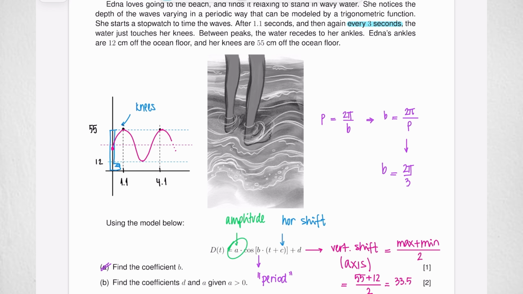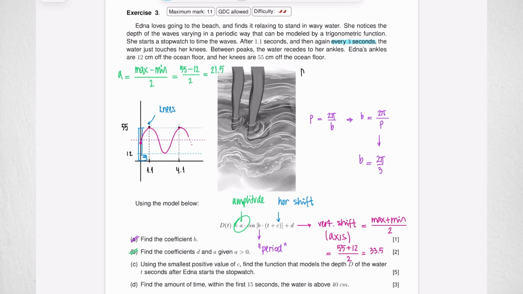And now the amplitude can be found by calculating max minus min over 2. And we know that a is positive. That piece of information was given by the exercise. So we have 55 minus 12 over 2, which is 21.5. So up to now, our model looks like this. D of t is equal to 21.5 cosine of 2 pi over 3, t plus c, plus 33.5.